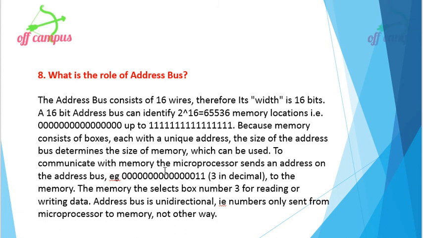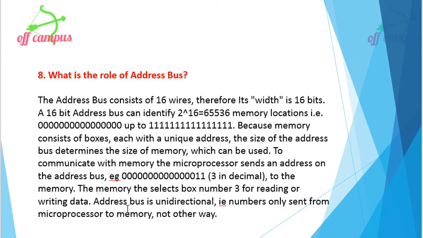So to communicate with the memory, the microprocessor sends an address on the address bus. For example, 0011 means 3 in decimal. If it sends this binary number on the wires, the memory selects box number 3 for either writing or reading the data. I am telling you again, if the address bus sends this binary number, for example 3 in decimal, then through those wires the memory selects box number 3 for reading or writing the data according to the operation given.